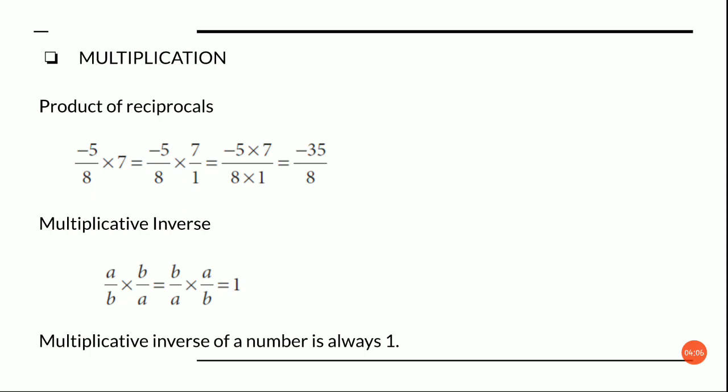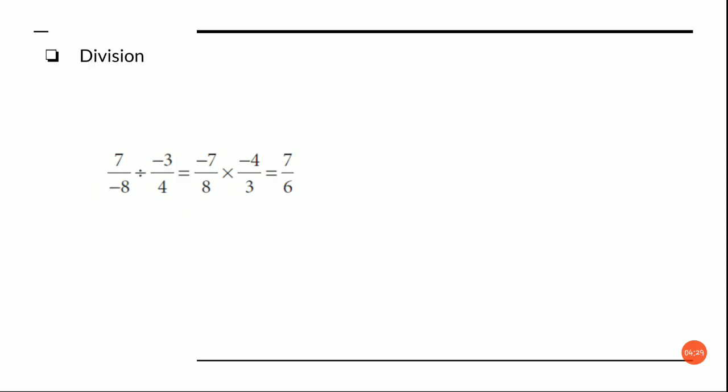Now there is another property for multiplicative inverse: a number multiplied by its multiplicative inverse is always 1. For example, if you take a by b and multiply it with its own multiplicative inverse, then what will happen? It will always be 1. You can cancel the a's and you can cancel the b's. Okay, is it clear?